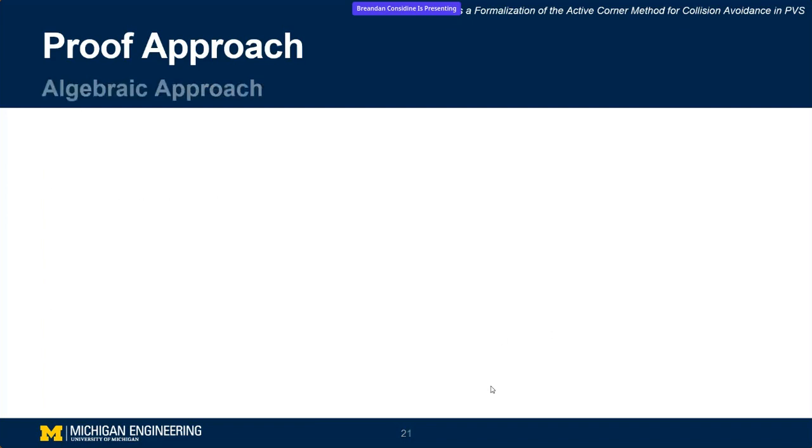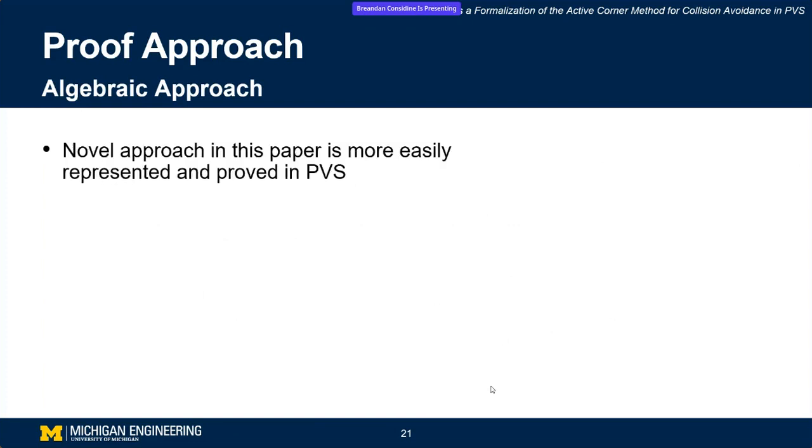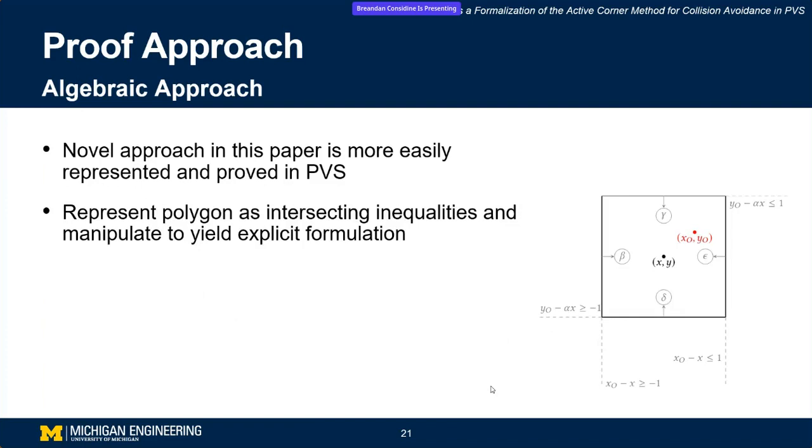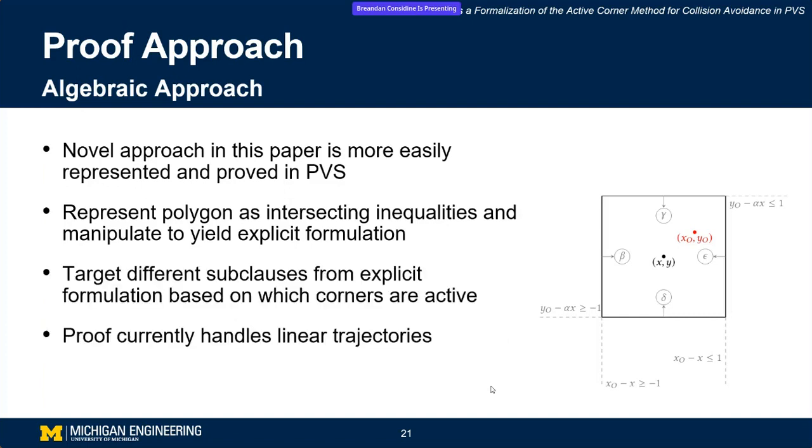So like I said, this geometric proof that we have in our FMCAD paper doesn't quite work when you plug it into PVS. It's harder to express these things. So we have a different approach in our FTSCS paper that's easier to represent and prove properties about in PVS. And what we do, instead of representing the polygon as some sort of geometric object, which we reason about on paper, we talk about a polygon as a set of intersecting inequalities in the plane, and we manipulate them to yield an explicit formulation. So we basically generate subclauses algebraically from the explicit formulation based on which corners are active. I'll show you a picture in a second.